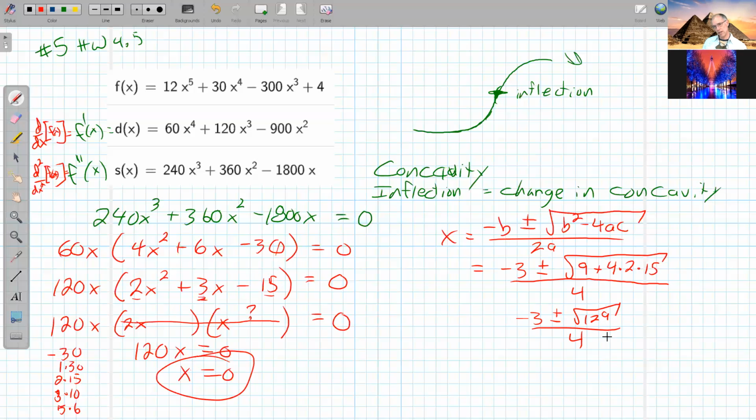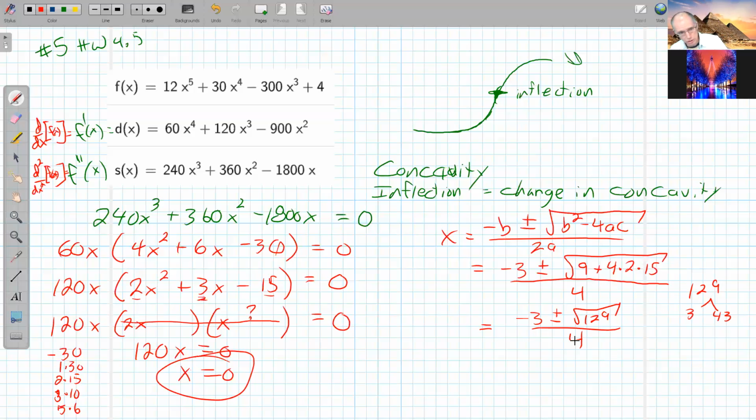And I seriously doubt 129 factors. Let's see, 9, 10, 11, 12. Oh, it does. 3 goes into 129. Let's see if we can clean that up. So 3 goes into 129. 3 goes into 12 4 times. 3 goes into 9 3 times. And 43 is prime. So that doesn't really help. So this is not reducible.